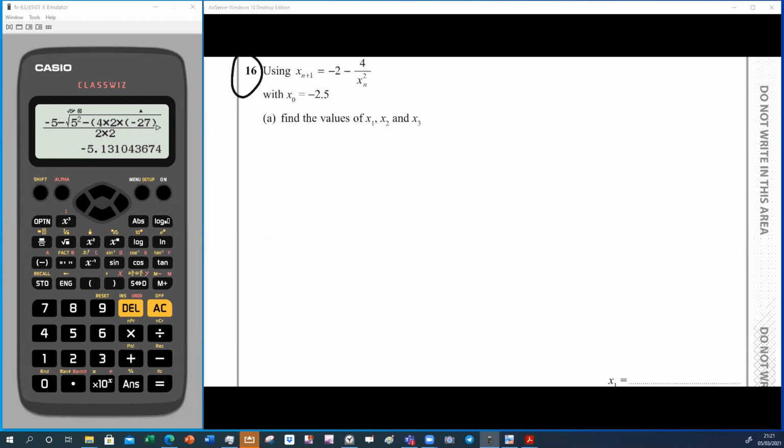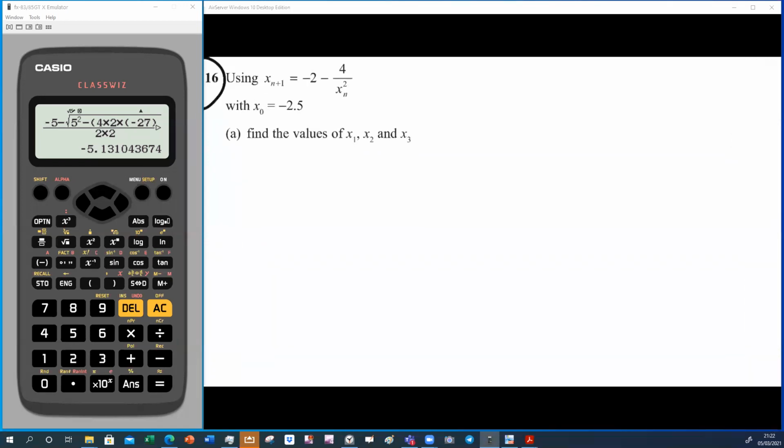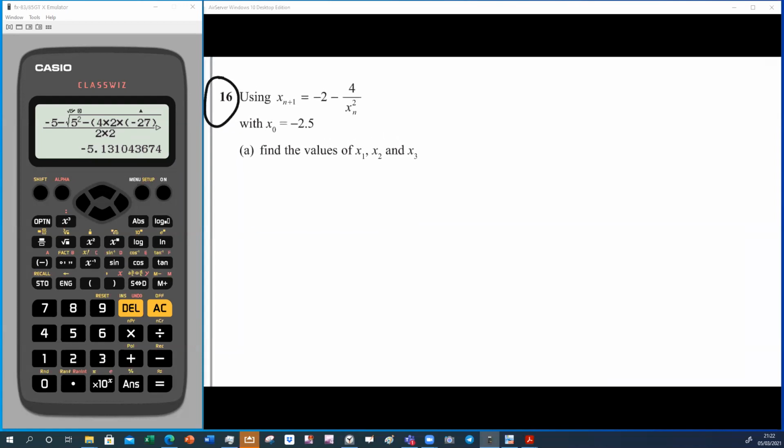Okay, close. Right, let's have Abu Bakr, please join me on this question. Question number 16 is your question, young man. Using x n plus 1 equals minus 2 minus 4 over x squared n, with x to the power of 0, now x0 equals minus 2/5. Find the value of x1, x2, and x3.